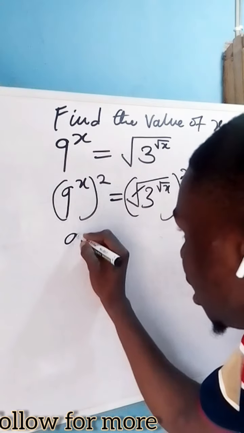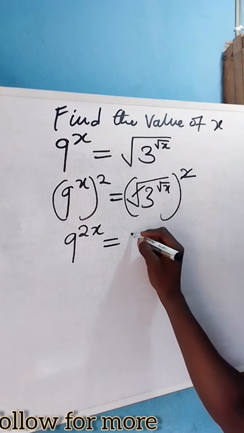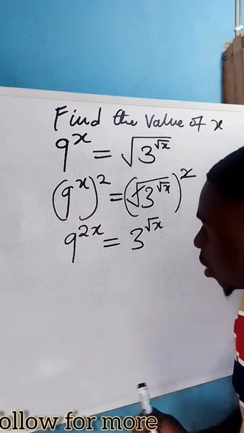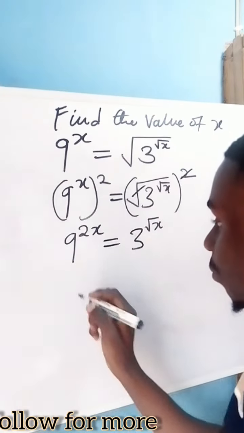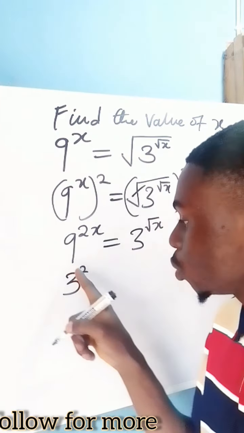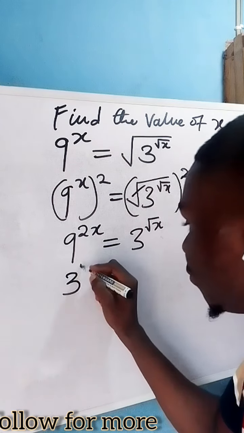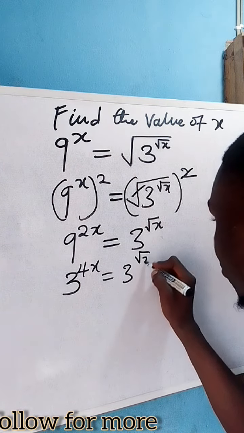You are going to have 9 to the power of 2x is equal to 3 to the power of the root of x. Okay, now let's express 9 in the same base as this. We are going to have 3 to the power of 2 is 9. So this 2 times 2x, you are going to have 4x equal to 3 to the power of the root of x.